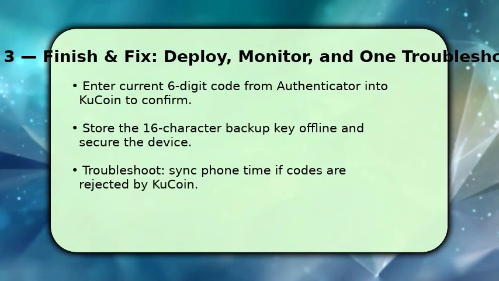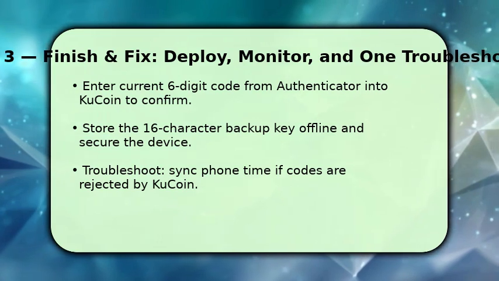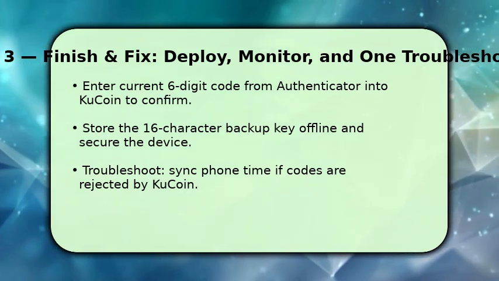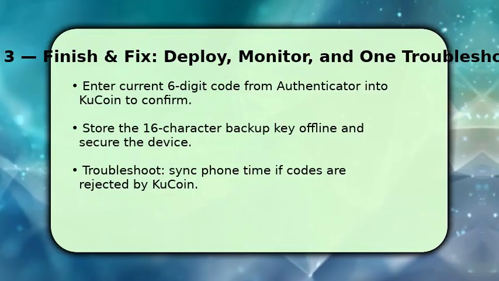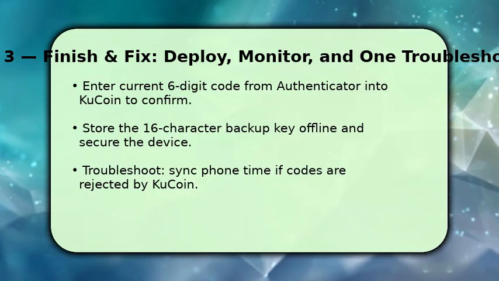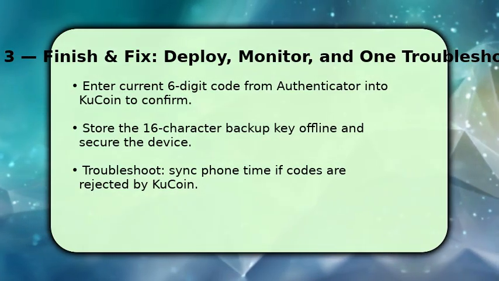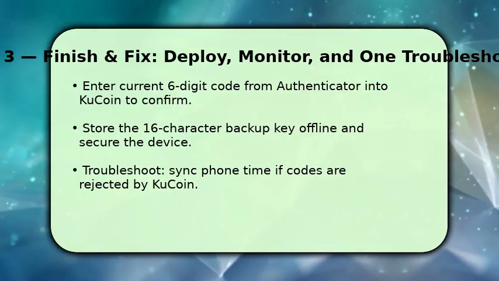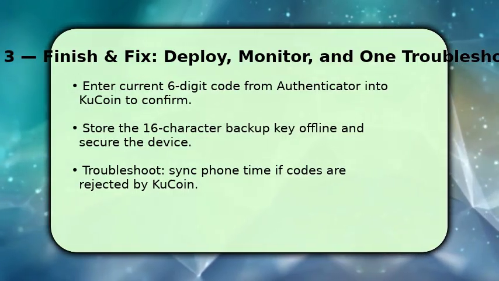To finish, enter the 6-digit code shown in Google Authenticator into Kucoin and submit. You may also need to input your Kucoin password and email code. Once verified, Google Authenticator is linked. Make sure to store the 16-character backup key offline so you can recover codes if you lose your phone.